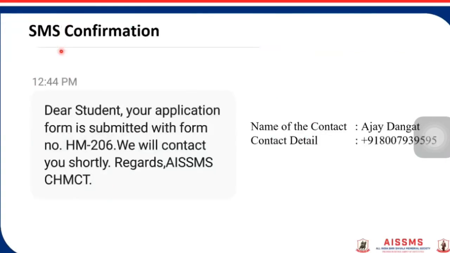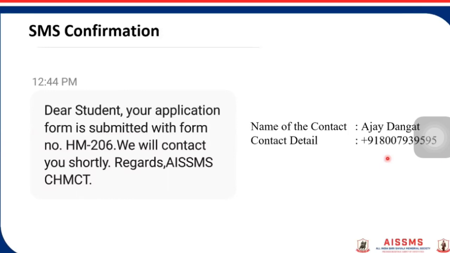Once the application form is submitted, an SMS confirmation will be given to every candidate on their registered mobile number. This application confirmation will have the form number, which is one of the most important numbers until your admission. If anyone fails to receive such a confirmation SMS, please contact the concerned person. The name of the person is Mr. Ajay Dangat. The contact details are.